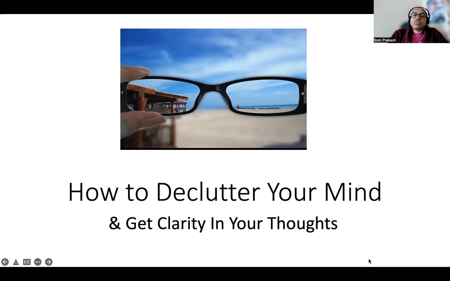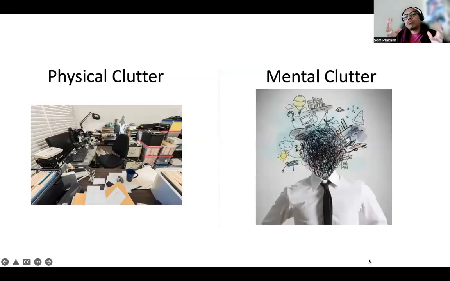But this cluttering also happens when we have multiple thoughts coming to the mind and agitating our mind. And that is the reason why we are not able to decide, or we lose the clarity of our thoughts. Okay, so let's talk about what is clutter. Now we have physical cluttering and we have mental cluttering.